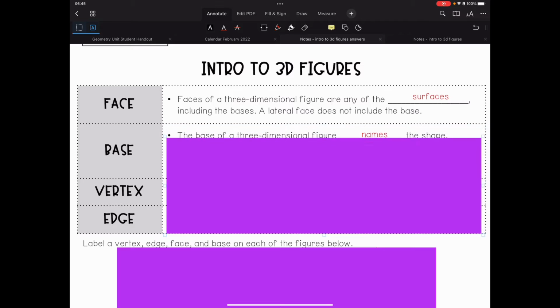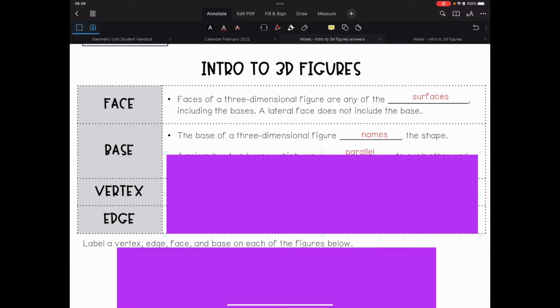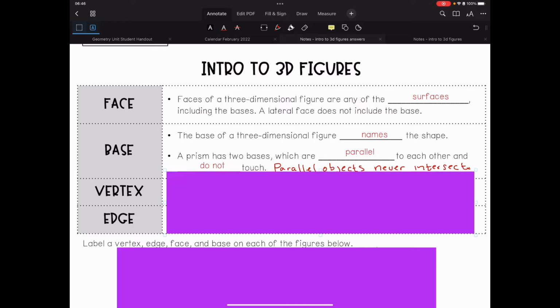So what is a base? The base of a three-dimensional shape names the shape. So if we call something a rectangular prism or a cube, we'll get that from the base and what shape that is. A prism has two bases which are parallel to each other and do not touch.